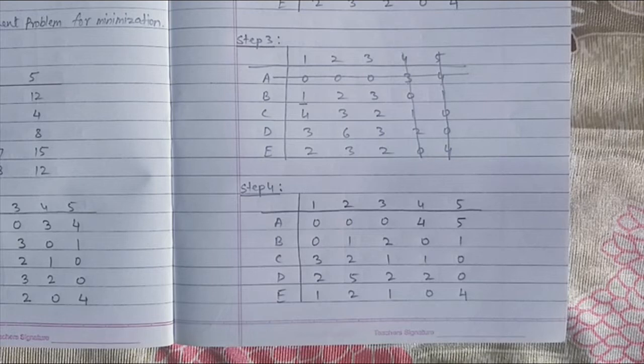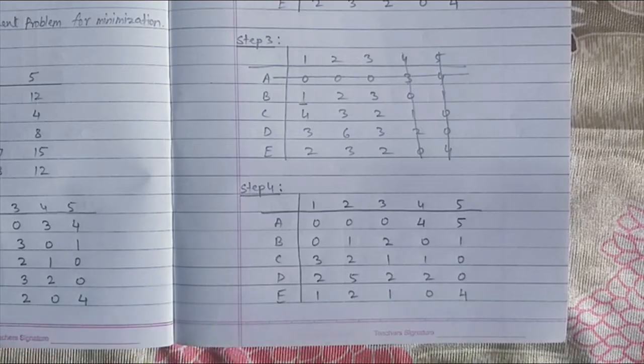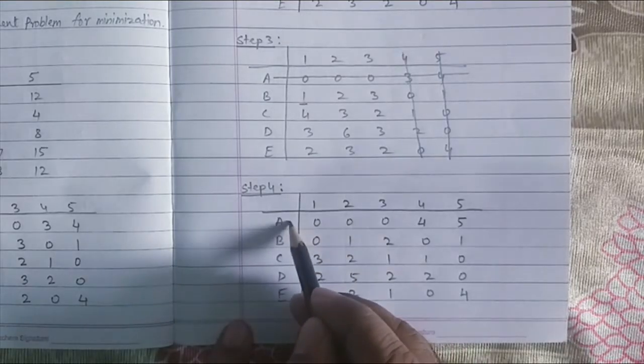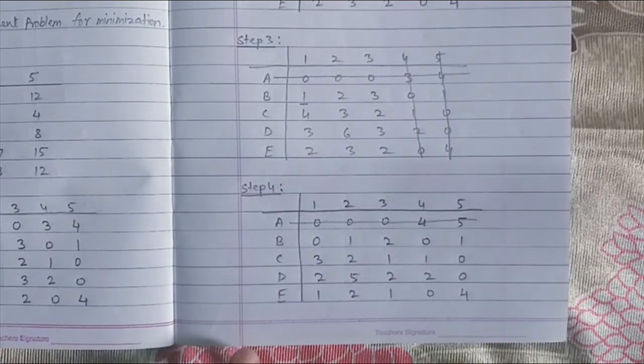Again, we are going to follow step number 3. And what is step number 3? We are going to cover the zeros with horizontal or vertical lines, and we have to use the minimum number of lines to cover them. I'll do this step here itself for your understanding. I won't rewrite this matrix again. Let us see how many zeros are there in the first row. We have 3 zeros, so I can draw a line and cover all of them.